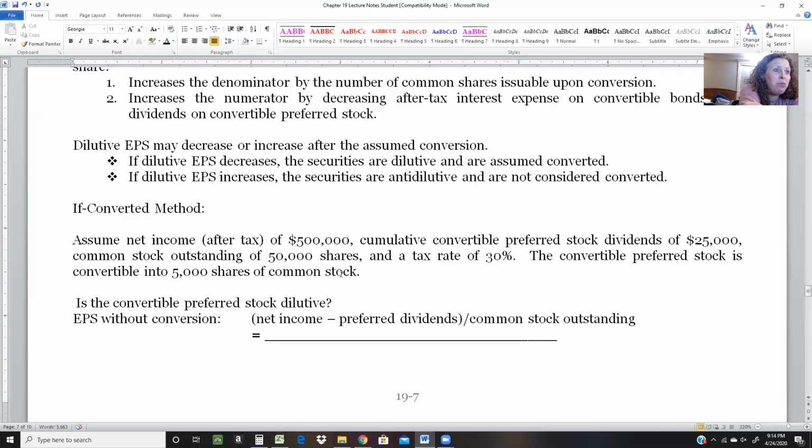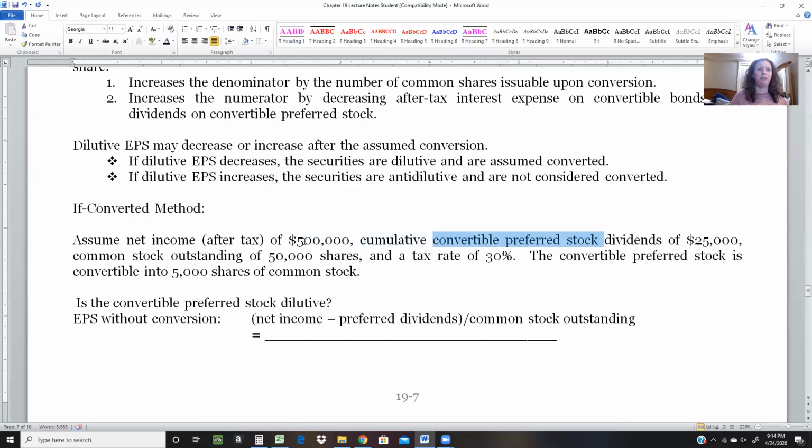So if they do that, what would happen? First we're going to calculate earnings per share just like normal. This is called basic earnings per share. The net income is 500,000. The dividends are cumulative, so we don't even need to know if they actually paid them or not.